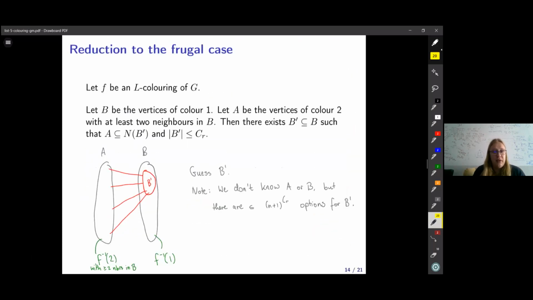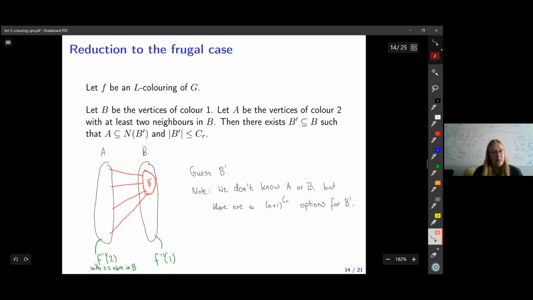So what we're going to do is we're going to look at an L coloring. And again, as I said in the beginning, it's okay. It's allowed and it works for the algorithm because we won't actually compute any of the sets that we can't compute. And let's have B be the vertices that are colored 1. So B is just the preimage of the color 1. And again, we will not use what the set B is and we will not compute it. And let's let A be the vertices of color 2 that have at least two neighbors in B.